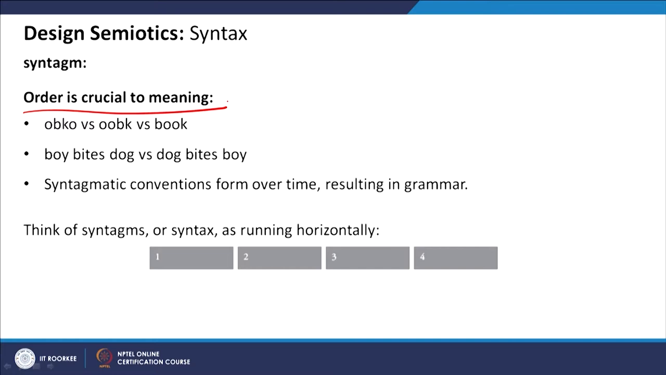So if we write like this, it might not have a meaning, but if we write this, then it will have a meaning. And even in a sentence and a paragraph, there has to be a syntagm in linguistics. So syntagm will be a proper sequence of horizontal and vertical sequence.